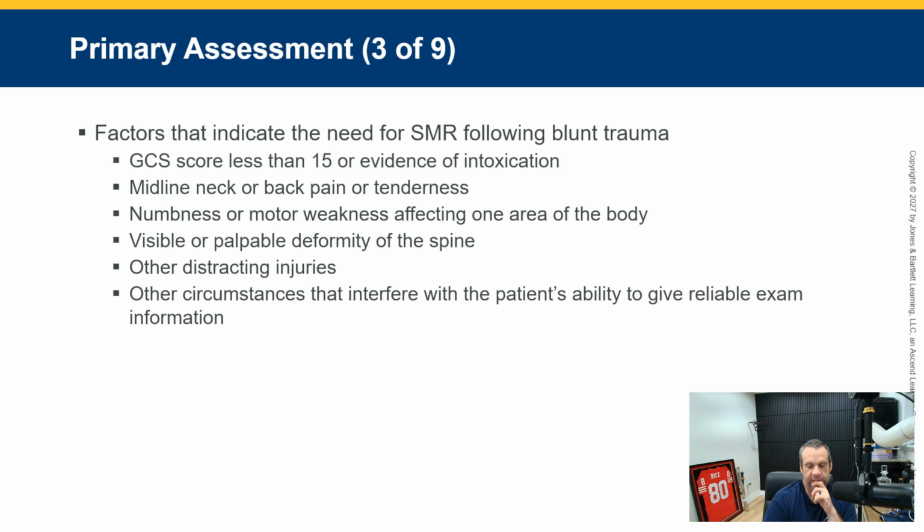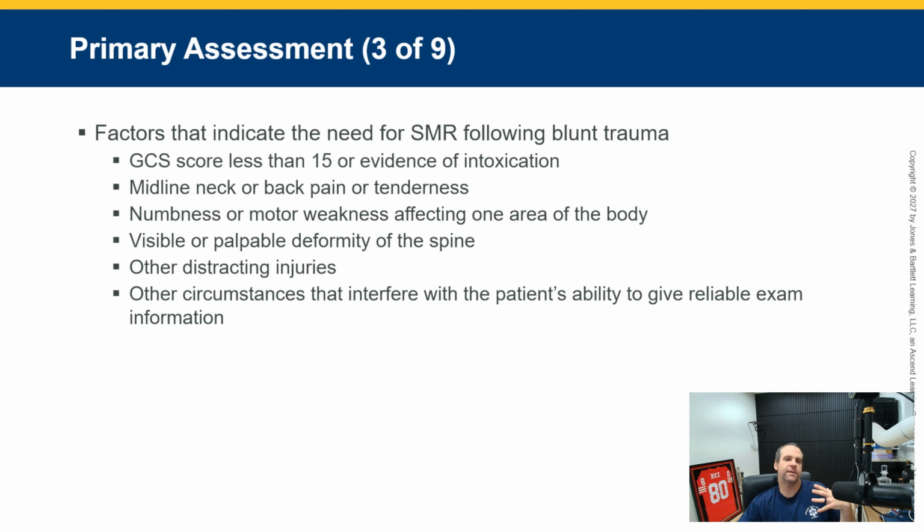Now for blunt trauma, factors that would support spinal motion restriction kind of fall into two categories, evidence of injury and an unreliable examination. So, evidence of an injury is going to include midline neck or back pain, tenderness, numbness, weakness. Is there any visible deformity to the spine?